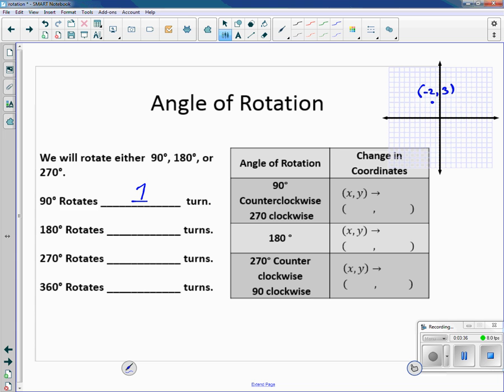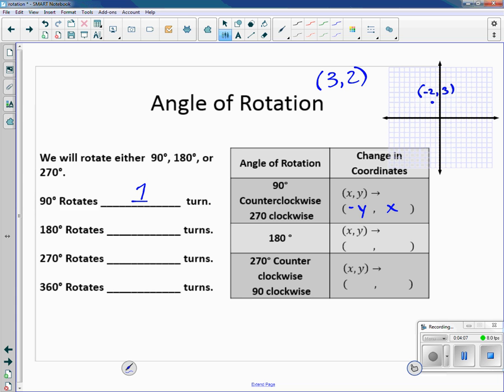Remember our original was (3, 2), and now it's at (-2, 3). What happened was it becomes (-y, x). That's my new ordered pair. Do you see that it became -y and then the x side?